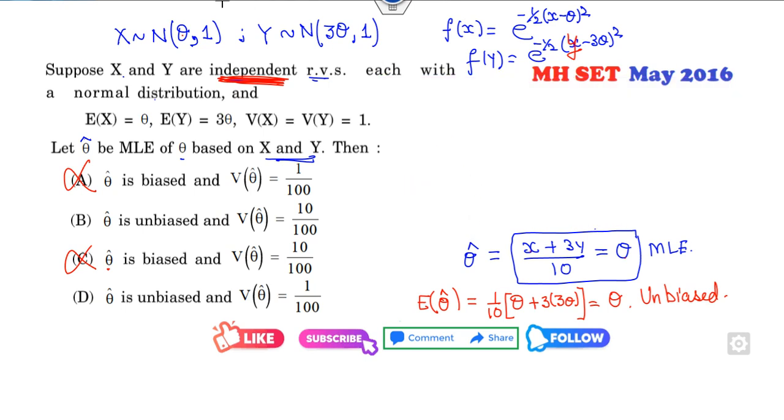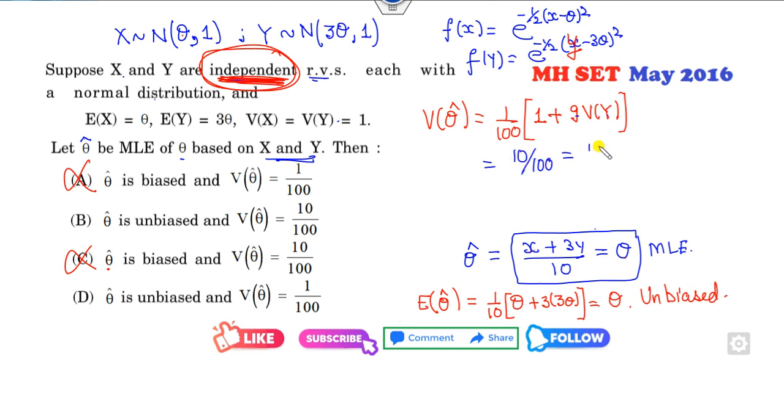Now your target is to compute the variance. So what is the variance of theta cap? So 1 over 100 is outside because they are independent. What is the variance of the x? 1. Variance of 3y, that is 9 into variance of y. What is the variance of y? 1. So 9 plus 1 is 10 over 100, that is 1 over 10. So the right answer is B is my correct answer.